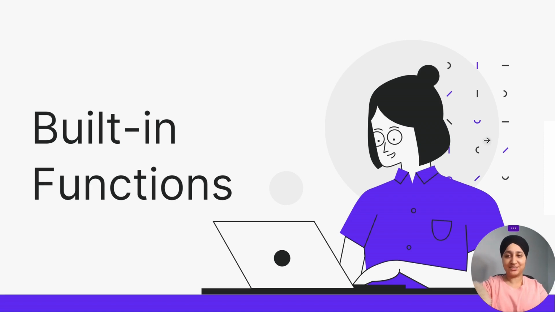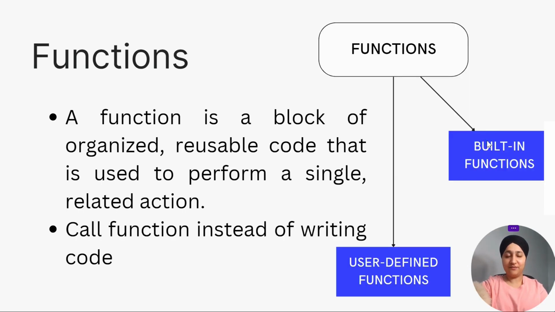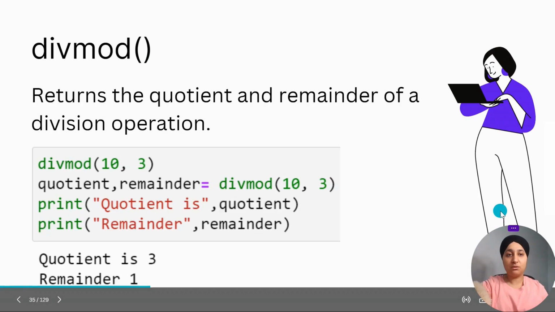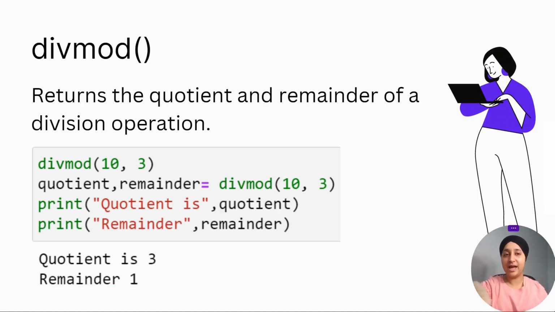What are built-in functions? If I talk about functions simply, a function is a block of organized, reusable code that is used to perform a single related action. We call a function instead of writing code. You can see here there are two types of functions. First one is user-defined function, another is built-in function. Built-in functions are the ones we already have in our interpreter. We already have those functions in our libraries, or we can say these are built in. We need not define them. On the other hand, we have user-defined functions.